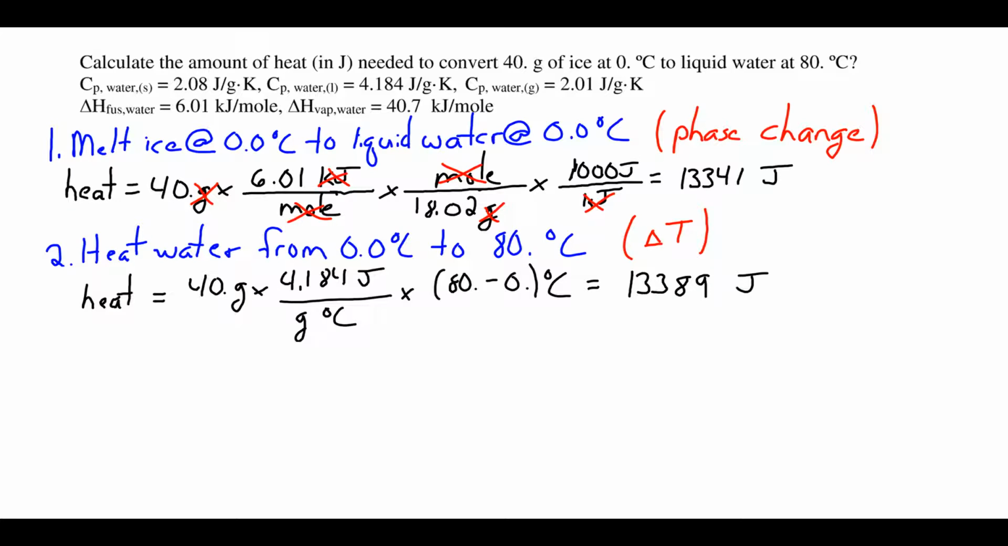Alright, so we have our calculation of joules for the first process, melting the ice at 0 degrees C to liquid water at 0 degrees C. We're going to keep some extra sig figs until the end of the problem.